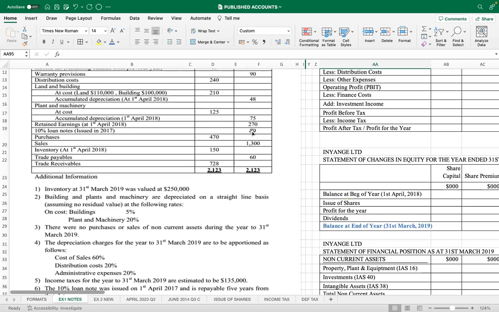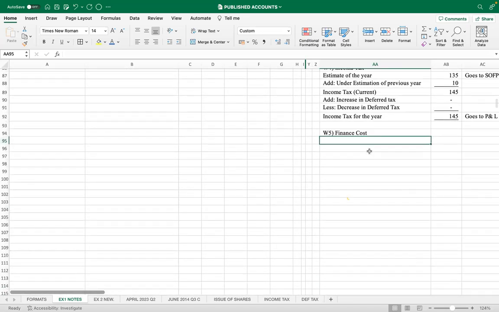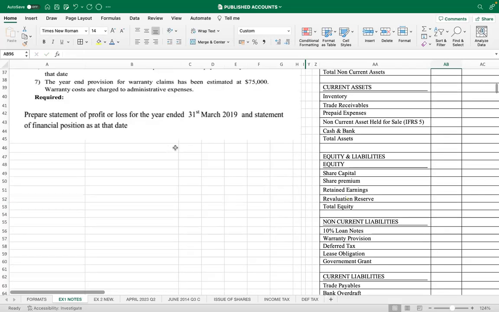So 10% of 80. What is the interest payable? You go to the trial balance and you pick the percentage times the amount of loan in the trial balance, which is 80. So the interest that was payable was 10% times 80, which is 8. And then you go to the trial balance.